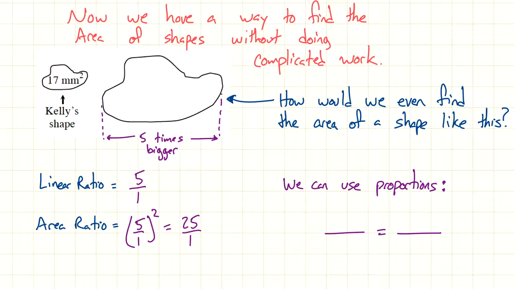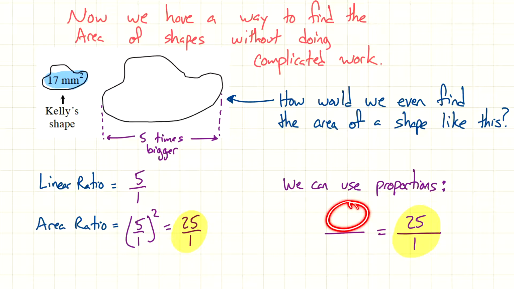So how does this help? Well, now we could set up a proportion. We're going to take that 25/1, and now we know what the area ratios should be. What we plan on doing is figuring out what the actual area is. The area that was given to us was 17 millimeters squared. That's going to go here.